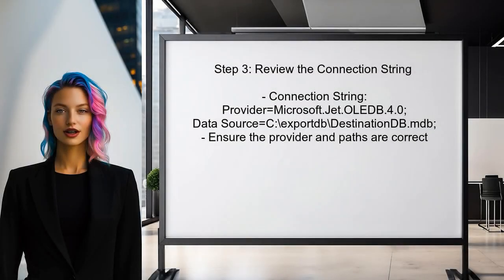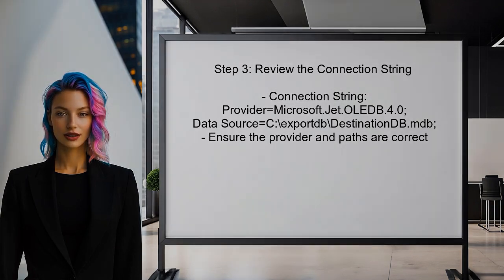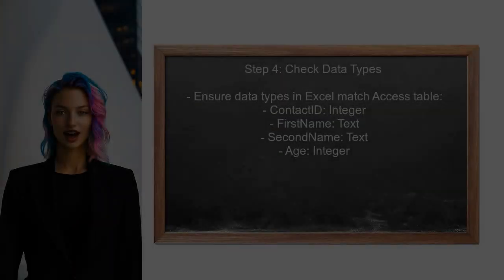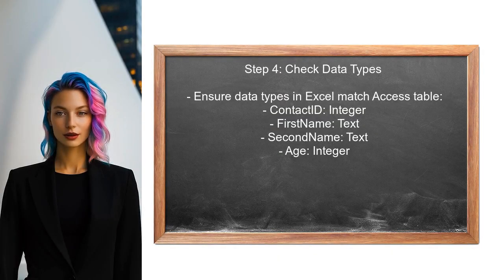After confirming the sheet name and file path, the user should review the connection string in the code. The connection string must correctly reference the Access database and the Excel file. Ensure that the provider is set correctly. Finally, if the issue persists, the user should check the data types in the Excel sheet. Ensure that the data types in the Excel columns match those defined in the Access database table. Mismatched data types can also lead to import errors.